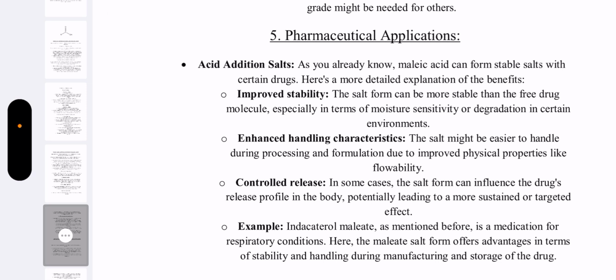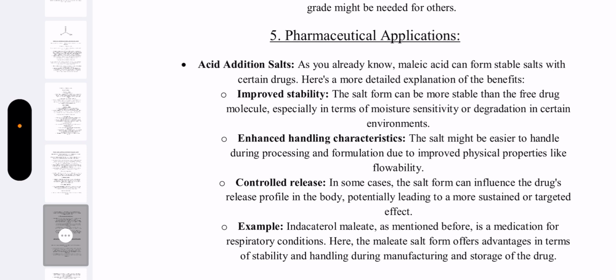Pharmaceutical application, acid addition salts. As you already know, malic acid can form stable salts with certain drugs. Here is a more detailed explanation of the benefits. Improved stability: the salt form can be more stable than the free drug molecule, especially in terms of moisture sensitivity or degradation in certain environments.